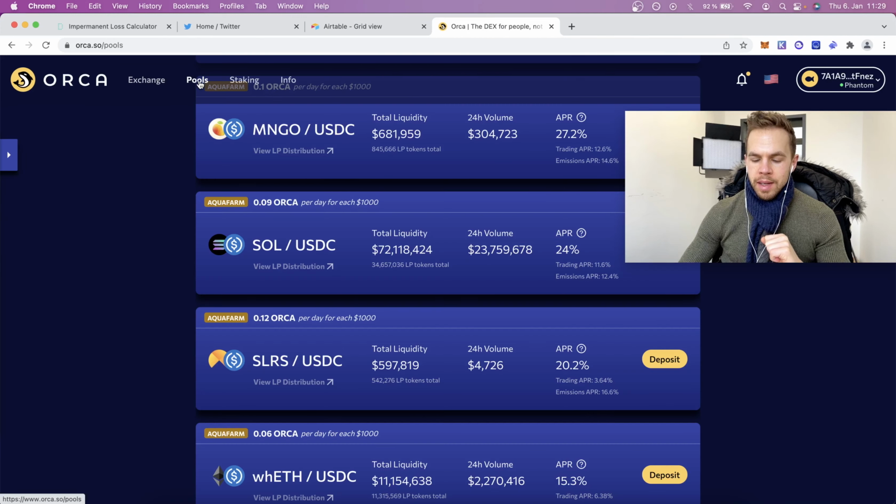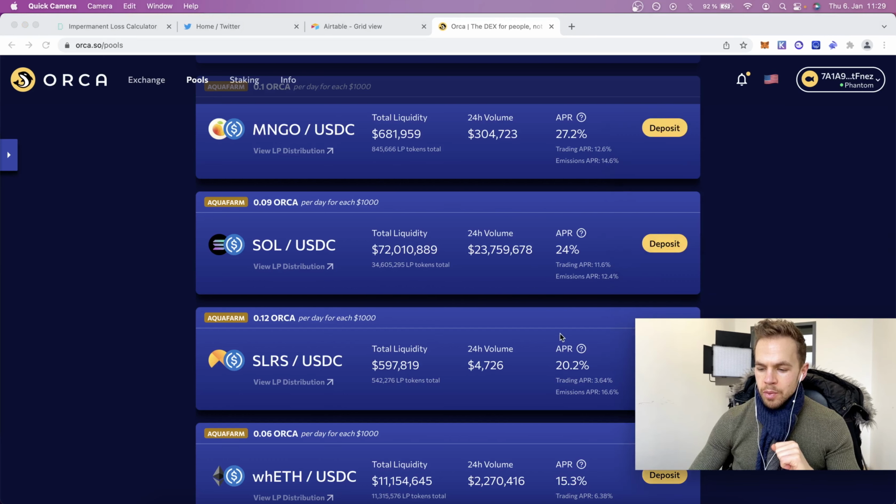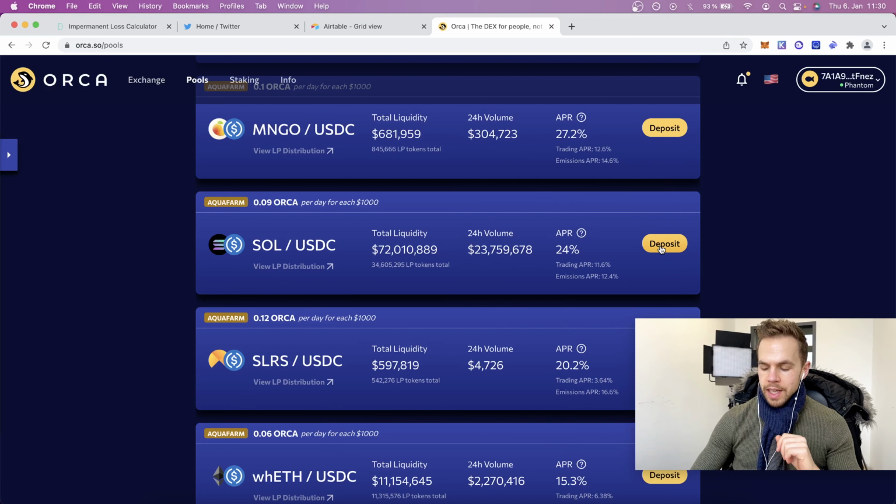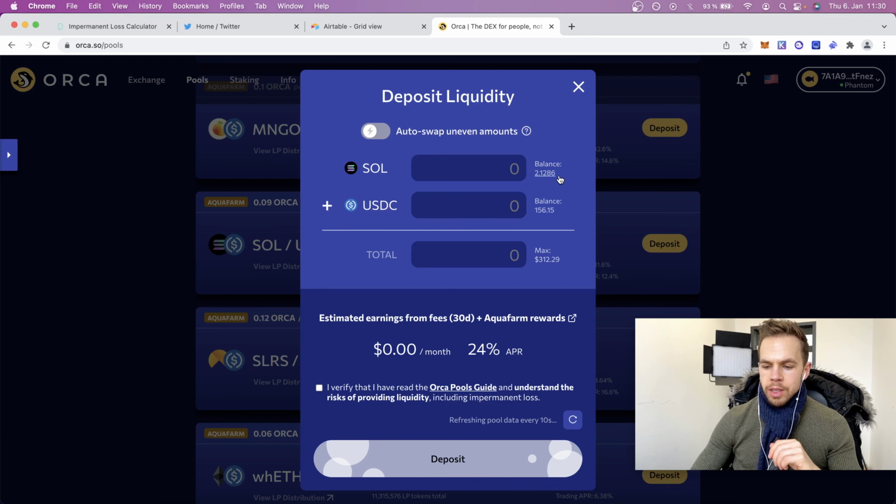We clicked on pools, and then I scrolled a little bit down, and then we found the pool at $72 million locked right now. And as you can see, the total volume is roughly $24 million. The APR is roughly 24%, and it's calculated just what I said. It's an estimation, and if you want to dig into it, we just click on deposit.